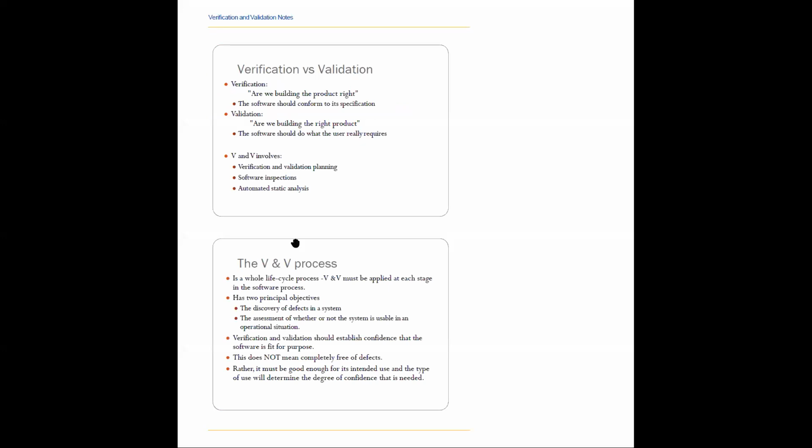In V&V, we have 3 different features, which include planning, software inspection, and automated static analysis. For the V&V process, you're trying to look at verification and validation in detail. V&V can be applied across every stage of your software process, mainly to discover defects and also to assess whether or not your system is usable in an operational environment. It will give you more confidence to ensure that your software is fit for purpose, fit for use.